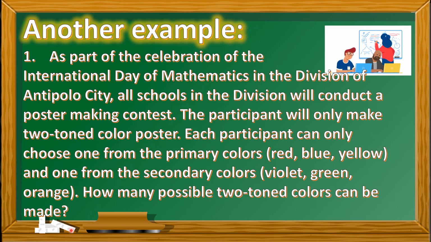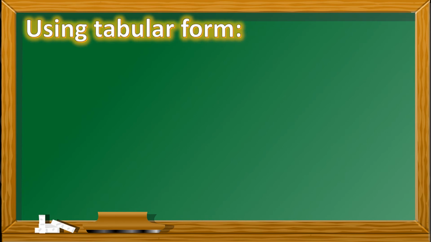So the question is, how many possible two-tone colors of posters can be made from these 2 types of colors, which are the primary colors and secondary colors. So again, in solving problems like this one, always consider the categories for each ways. So in this case, we have primary colors and secondary colors. Okay, so next one will be using tabular form.